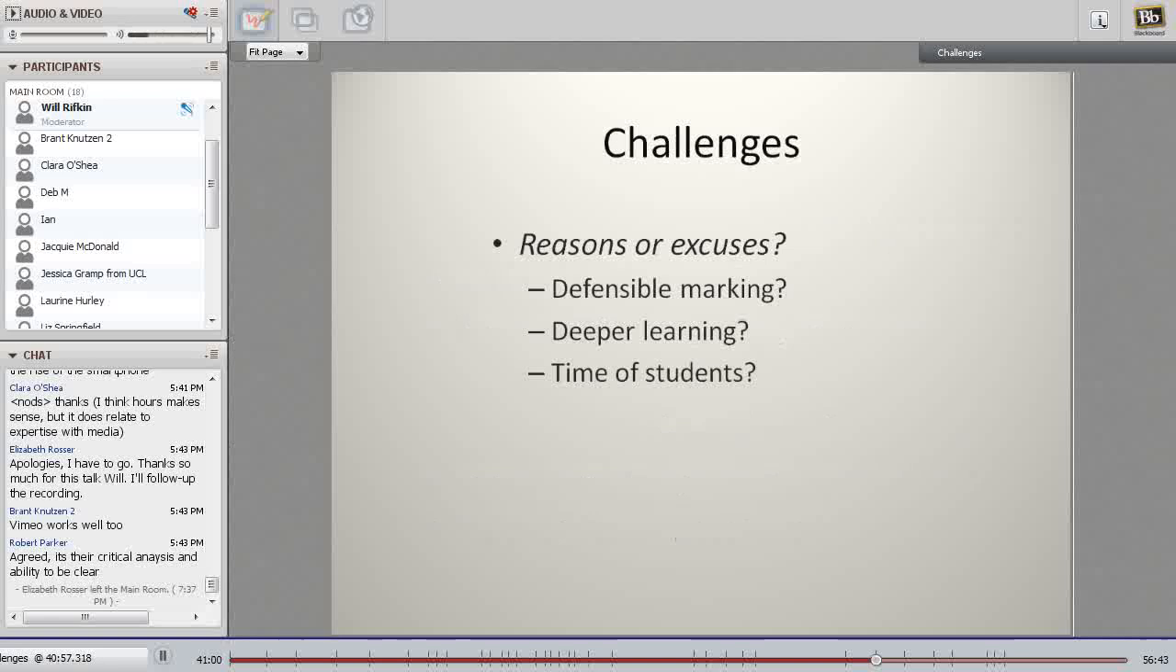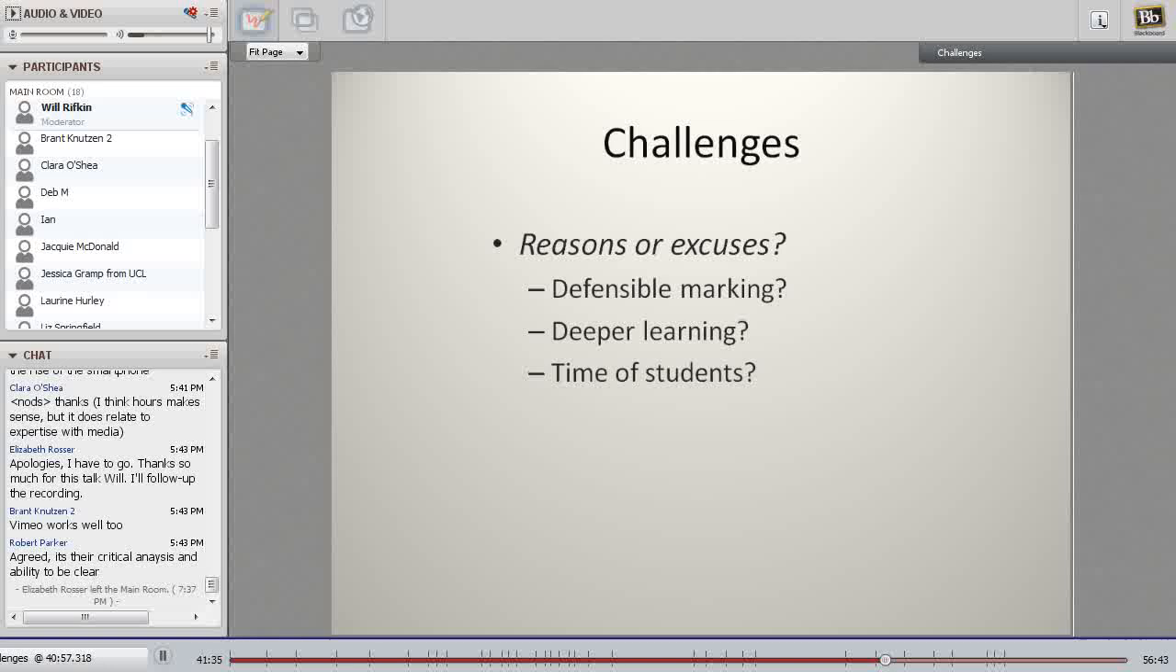So the challenges in experimenting ourselves or getting colleagues to experiment are what we're hearing from our colleagues as reasons, or excuses. Is the marking of the assignment defensible? My sense is you can have the same criticism of a multiple choice exam. Who chooses what the questions are about? Who says what's important and what isn't? If a student gets something wrong on a final exam that's multiple choice, do they ever know what they've gotten wrong? Is there ever any discussion on that?